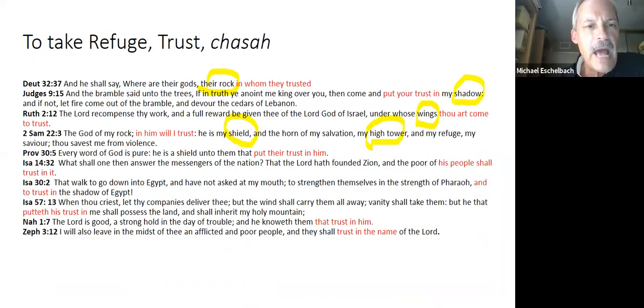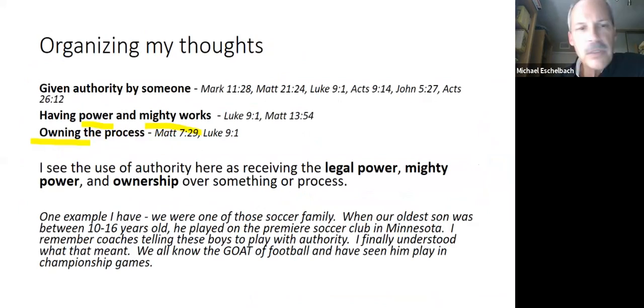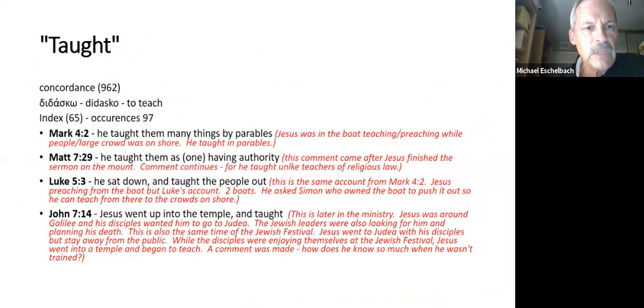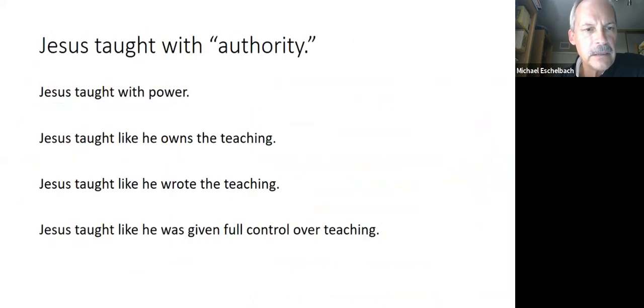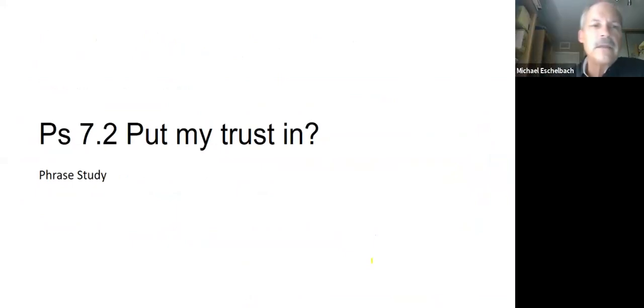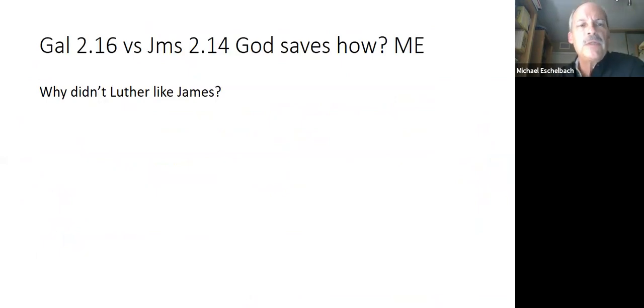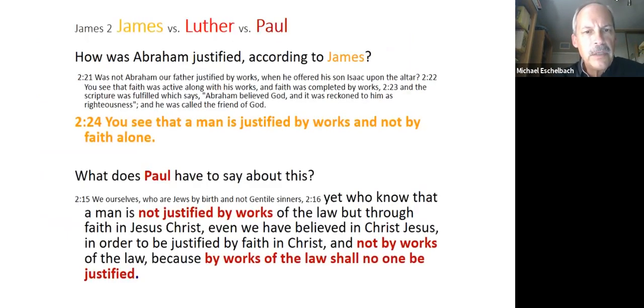So let's go back. We had a student that was originally registered and then dropped out, so I want to have a look at the passage that would have been assigned to him. What happened? Oh, it's before Daniel. Sorry. Yeah. So Galatians 2:16 versus James 2:14. How does God save? So here is James. Okay, I need some help here tonight.